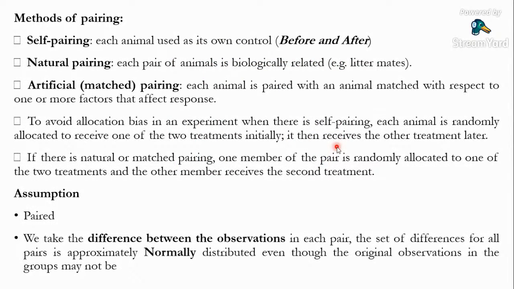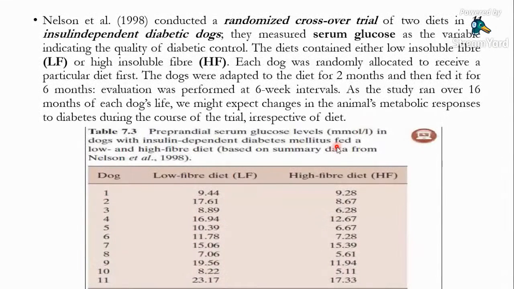Now, these are some of the methods of pairing. There can be self-pairing, where each animal is used as its own control before and after. There is natural pairing, where each pair of animals is biologically related, like littermates. We can also go for artificial pairing. The assumptions are that there have to be paired observations and normally distributed parent populations. So if this kind of situation ever comes to you, then you have to perform a paired t-test.